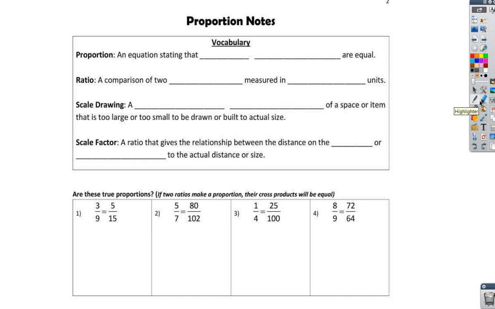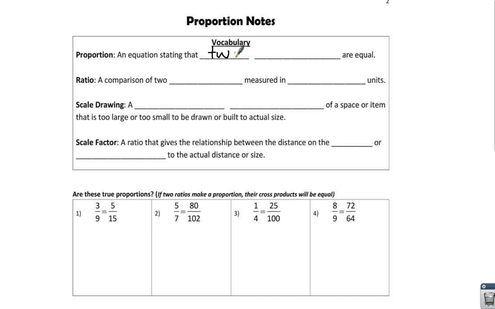So today we're going to start to talk about proportions, and first we're going to go over the vocab for proportions. So a proportion is an equation stating that two ratios are equal. So two ratios are equal, like a fraction. Two fractions are equal.